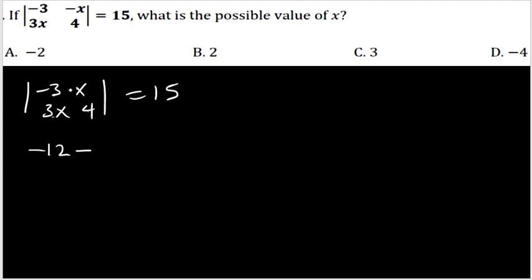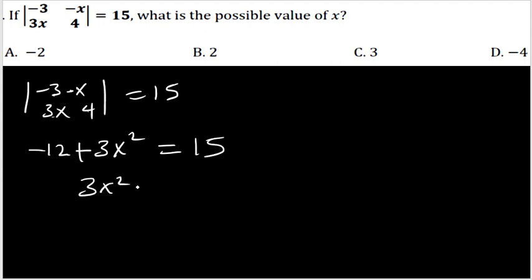Next one, the determinant of a 2 by 2 matrix with entries negative 3x and 3, x and 4, is given as equal to 15. Then what is the value of x, it says. So let us find the determinant here. Negative 3 times 4 is negative 12, minus 3 times negative x. 3x times negative x will be plus 3x squared, which is equal to 15, given.